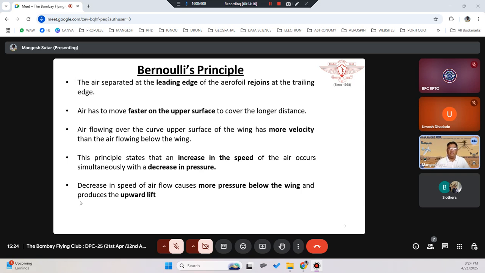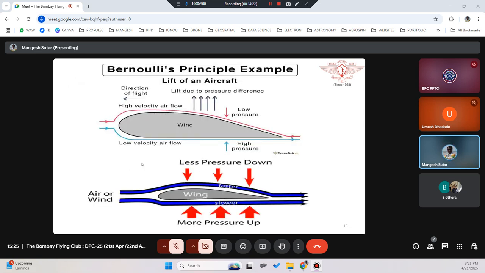Okay, the upward lift. That is what it's trying to say. This is what we call the Bernoulli principle. Let's see in the next slide.